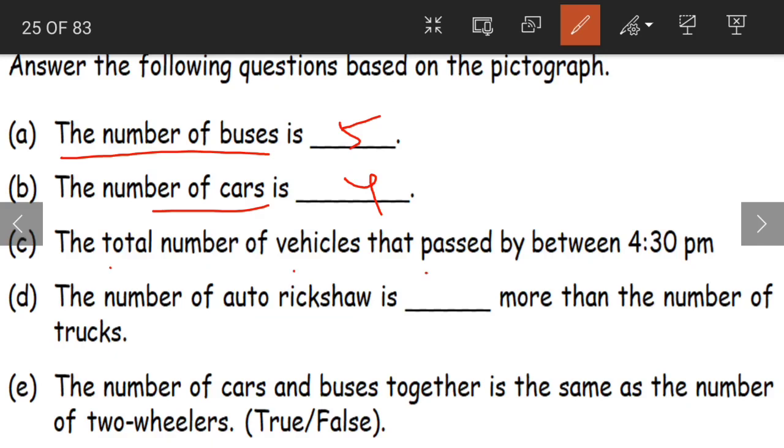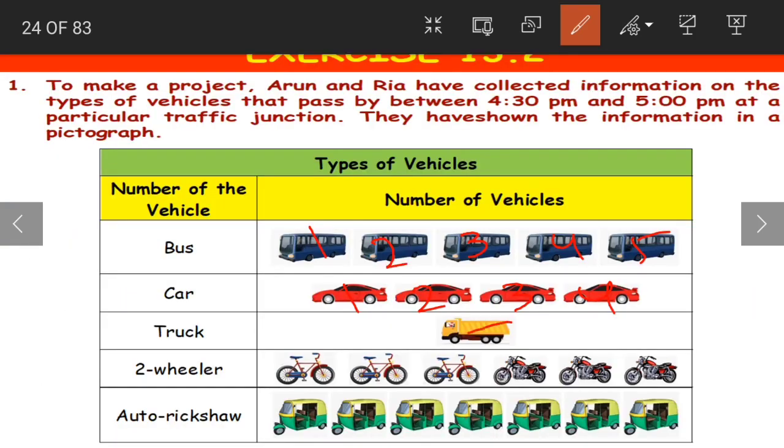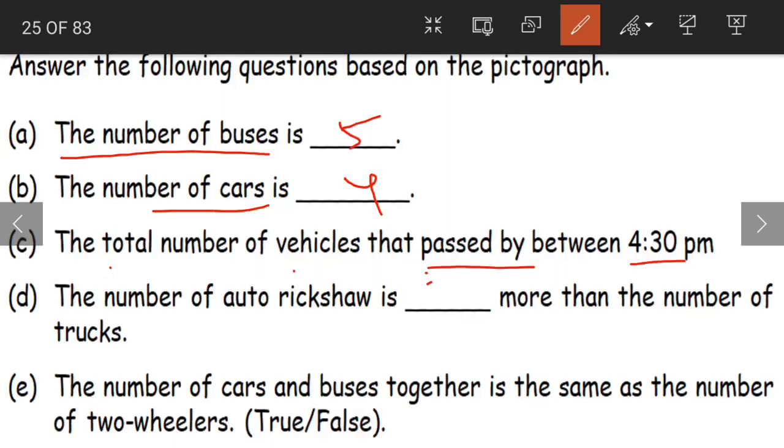The total number of vehicles that passed by, we want the total. So this is 6, 1, 2, 3, 4, 5, 6, 7. This is 5, 4, right? So we have to find the overall total. 6 plus 4, 10, 10 plus 5, 15, 15 plus 7, 22. So in total, 22 vehicles have passed.